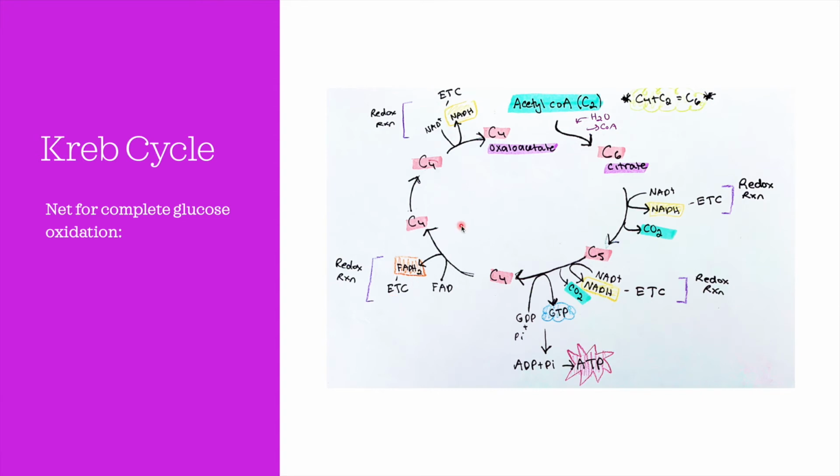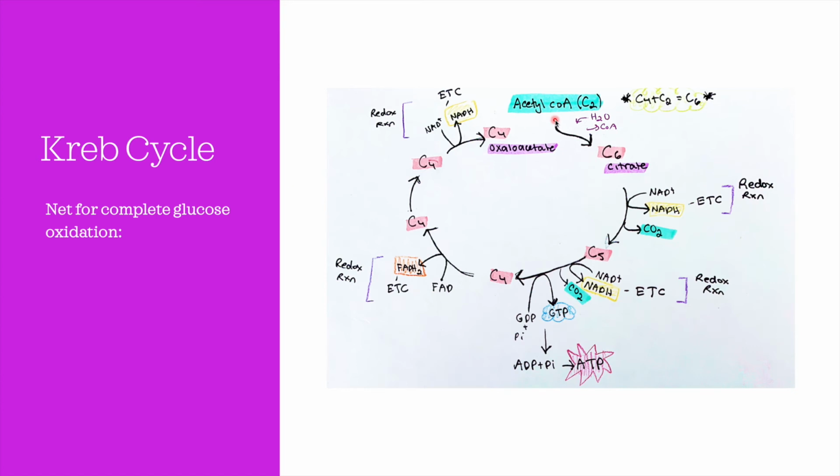The new C4 compound is converted to another C4 compound. And finally, the C4 compound is converted to oxaloacetate, and an NADH forms in the process. The cycle then begins again. Remember that every time an NADH or an FADH2 forms, a redox reaction is taking place. Keep in mind that there are 2 acetyl-CoA molecules, so the cycle occurs twice to complete the oxidation of glucose.